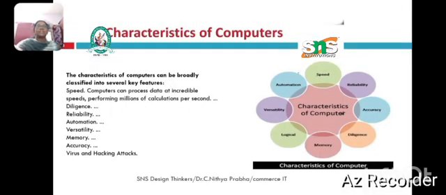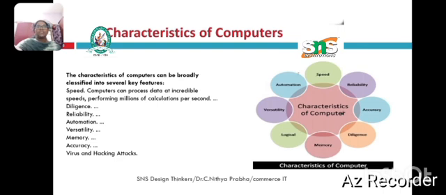Next, characteristics of computers. Computers' key characteristics include speed, accuracy, diligence, versatility, memory, and storage. These traits enable computers to perform complex tasks quickly and efficiently and to store and recall vast amounts of information. Here's a detailed look at each of the characteristics: speed, accuracy, automation, diligence, versatility, memory and storage.